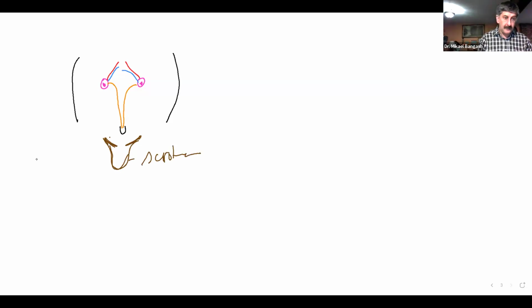Now, what mainly happens is that the testes, along with their blood vessels, which are going to be arteries and veins, which mainly arise off the aorta and go back to what we call the inferior vena cava, and with the ducts, start to descend down.